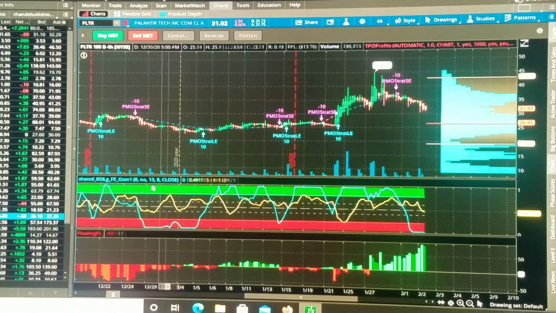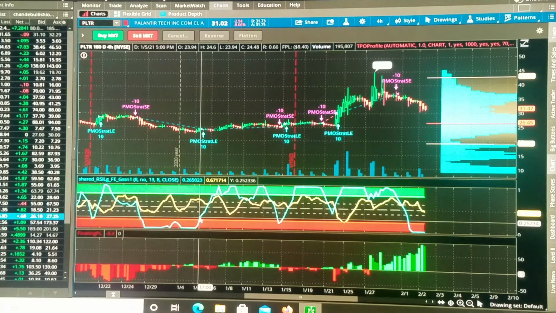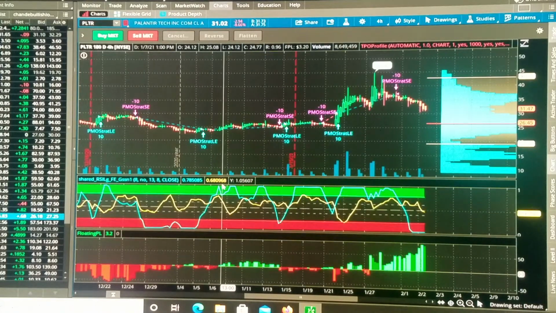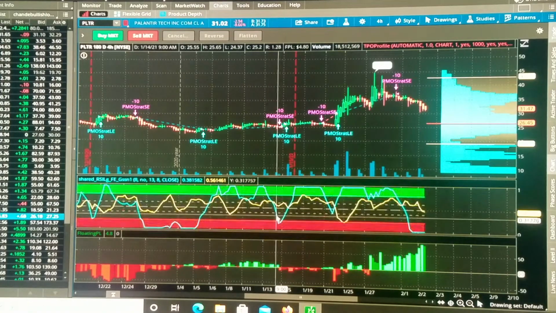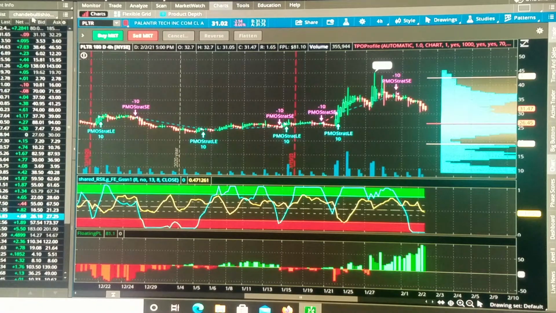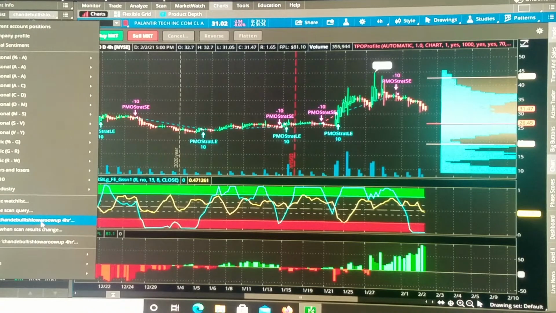See, we get these big pullbacks here. And then when it crosses above, you know, what's this? Yeah, 0.20, and we start to see positive action. Okay. And which one is this? So we are looking at the low arrow up on the 4 hour.